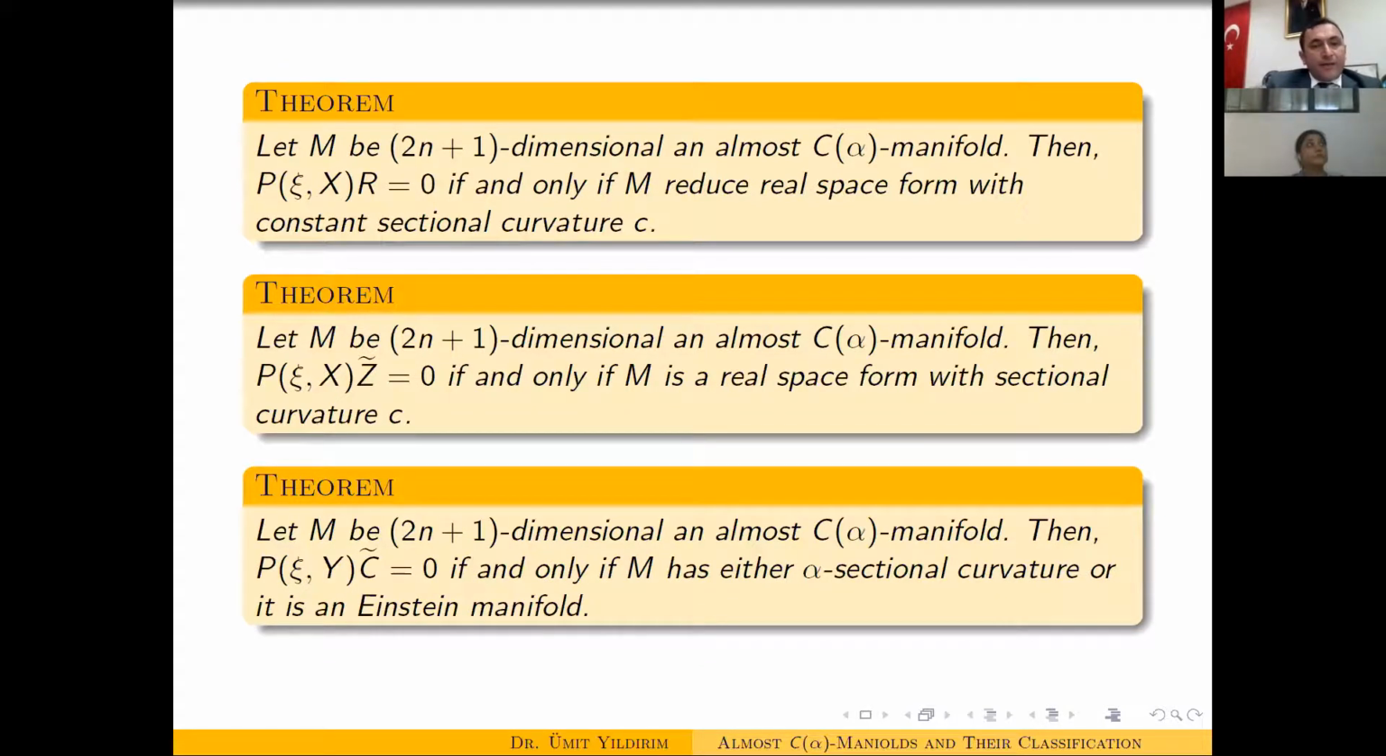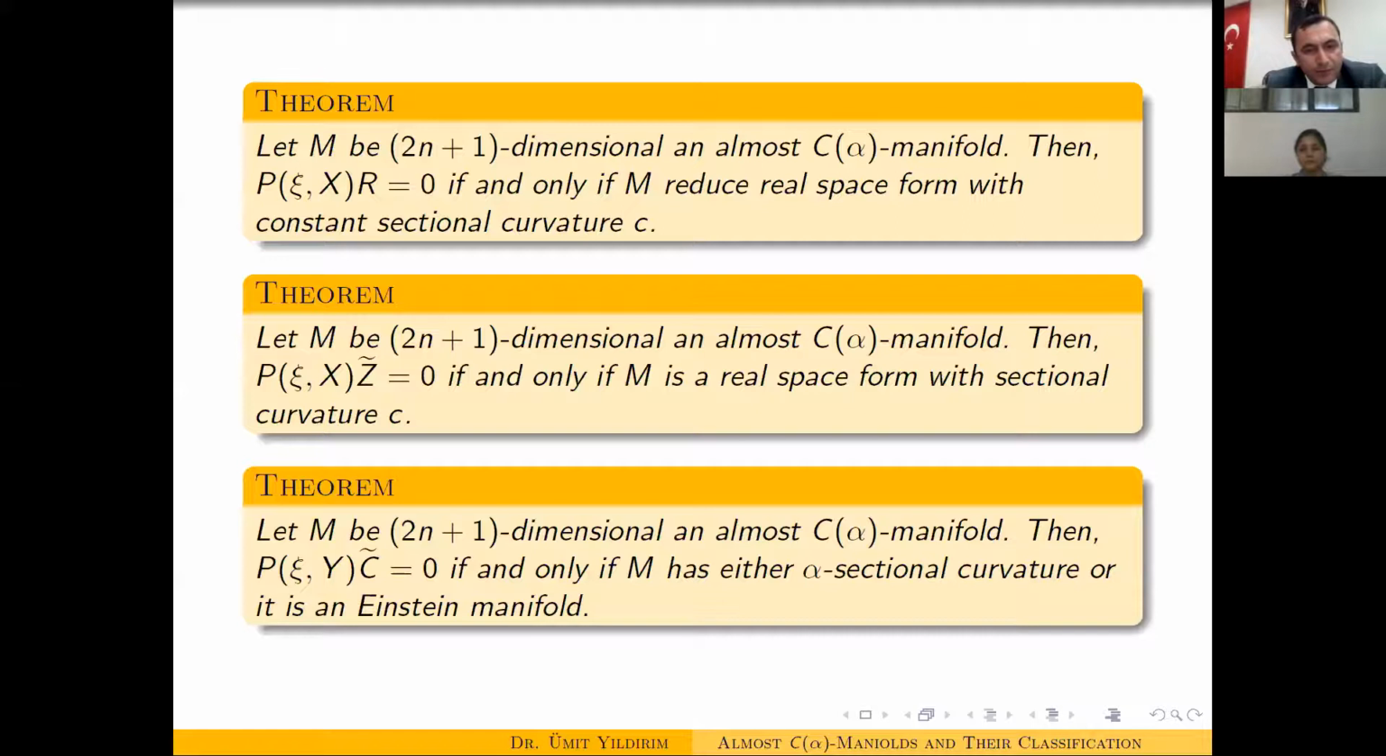Theorem: let M be a 2n+1 dimensional almost C alpha manifold, then P Xi X R equals 0 if and only if M reduces to a real space form with constant sectional curvature C. Let M be a 2n+1 dimensional almost C alpha manifold, then P Xi X tilde Z equals 0 if and only if M is a real space form with sectional curvature C.